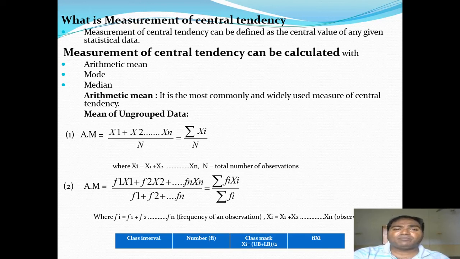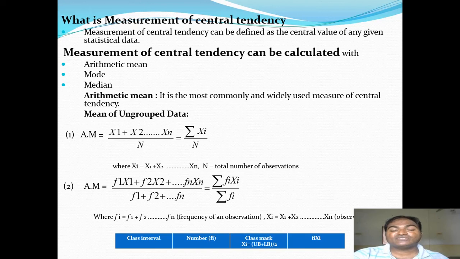What is an arithmetic mean? Arithmetic mean can be defined as the sum of the observations divided by the total number of observations. We have two kinds of means: mean of ungrouped data and mean of grouped data. Now I am going for the mean of ungrouped data.